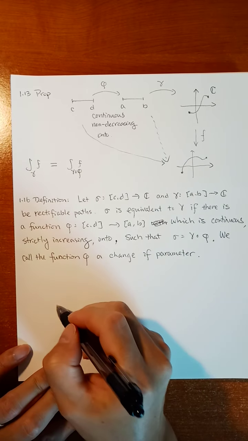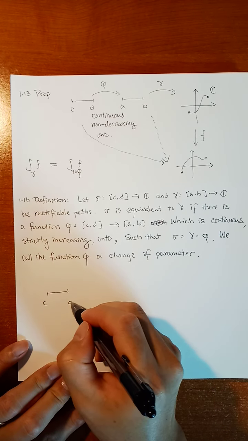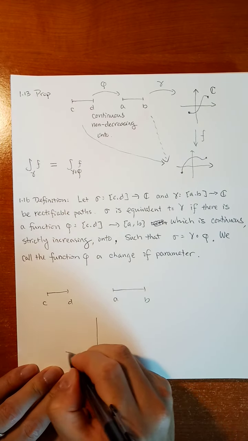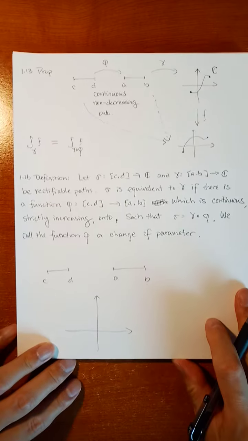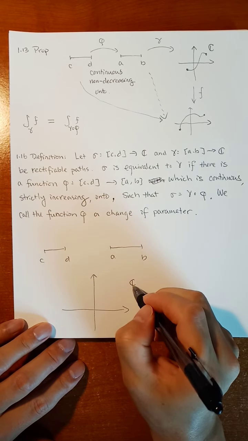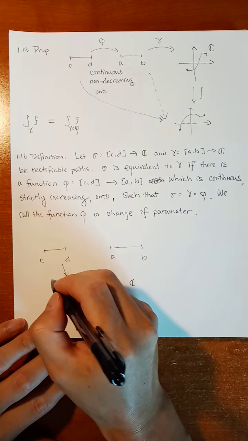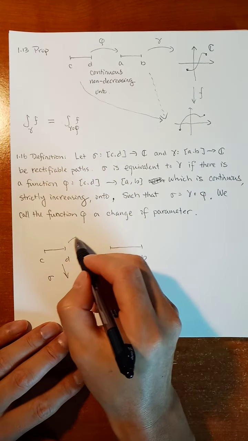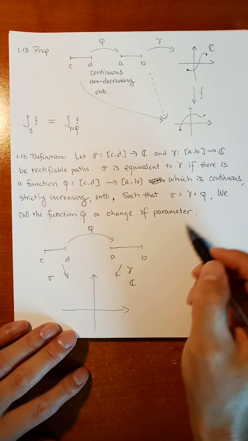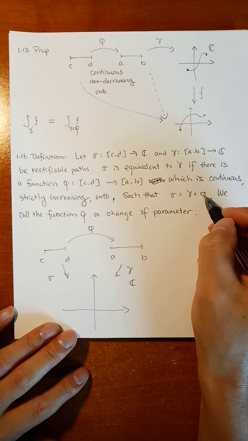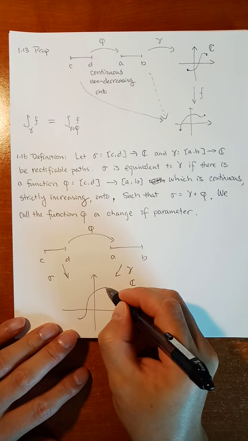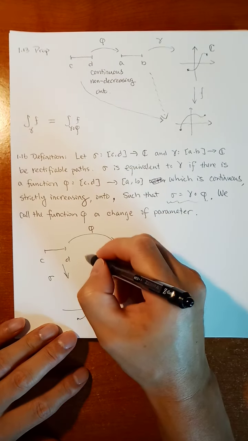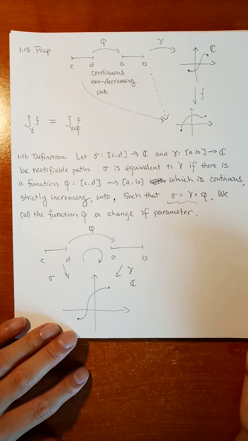Okay, so let's see what we have. We have CD, we have AB, and we have the complex plane. From CD we have sigma, from AB we have gamma. If such a phi exists with this condition, sigma is gamma composed with phi. Technically, you have the same image set. This condition gives us the same image set. And we say this diagram commutes.